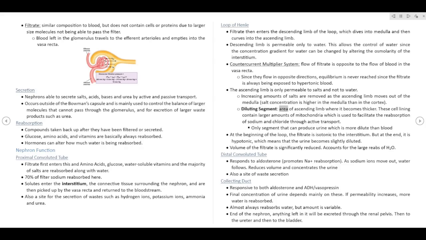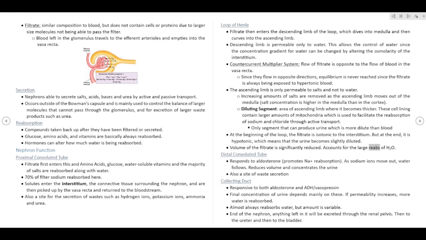Diluting segment, the area of the ascending limb where it becomes thicker. The cells lining it contain larger amounts of mitochondria, which are used to facilitate the reabsorption of sodium and chloride through active transport. It is the only segment that can produce urine which is more dilute than blood. At the beginning of the loop, the filtrate is isotonic to the interstitium. But at the end, it is hypotonic, which means that the urine becomes slightly diluted. The volume of the filtrate is significantly reduced.